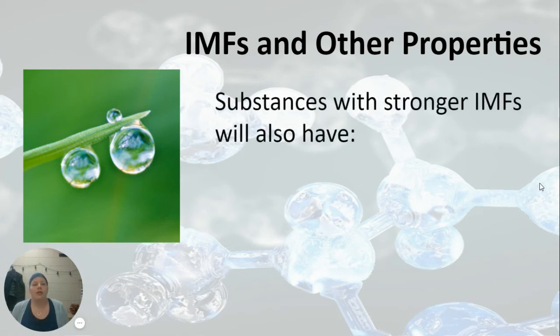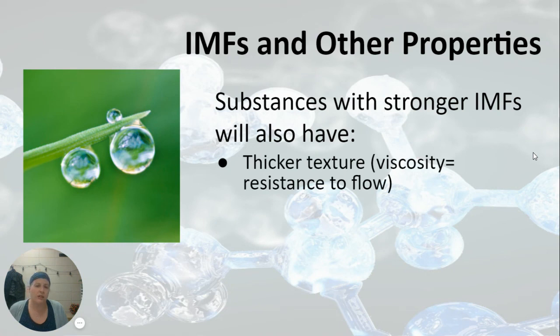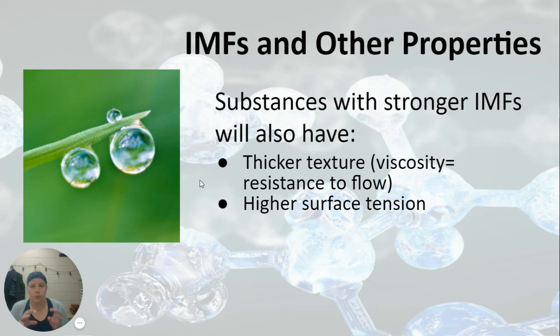All right, substances that have stronger intermolecular forces are also going to have a thicker texture. We call it a higher viscosity, which means it doesn't flow nicely. So something that's very sticky is going to have a strong intermolecular force. The other thing it's going to have is a higher surface tension. If you look over here at water, you've probably seen water bead up. Water beads up because it has a high surface tension. Surface tension is the ability of the molecules at the surface to hold on to each other and hold a shape. This is what you see with insects that can walk over water and things like that as well.